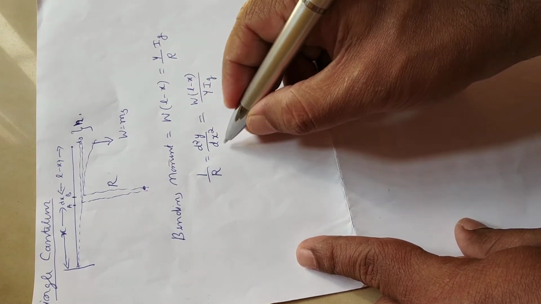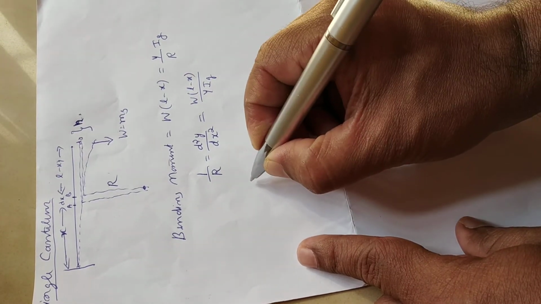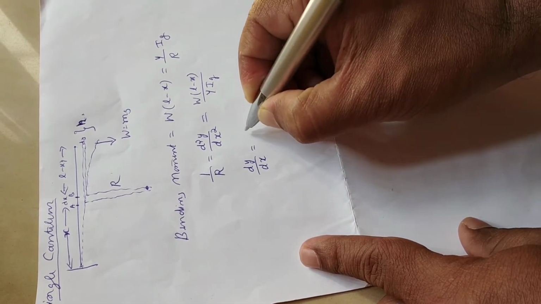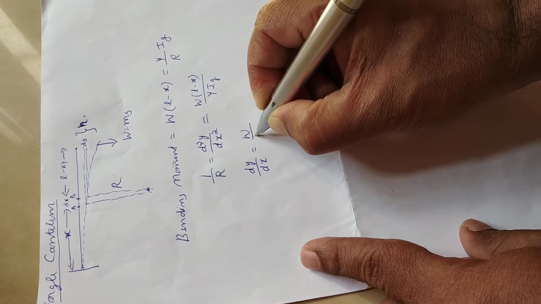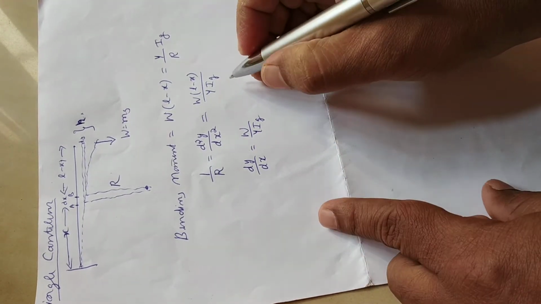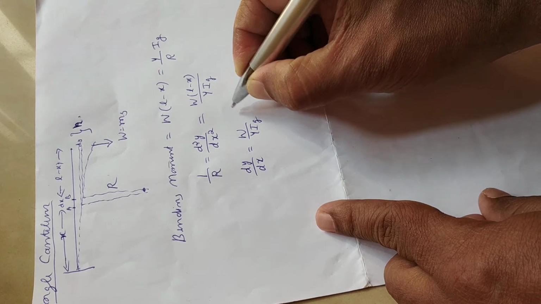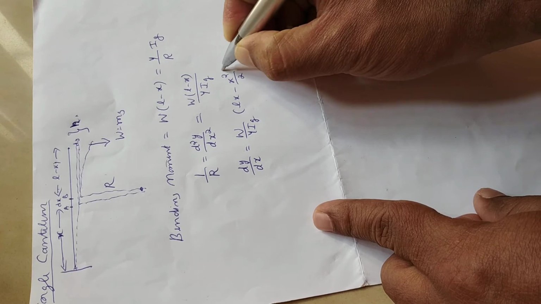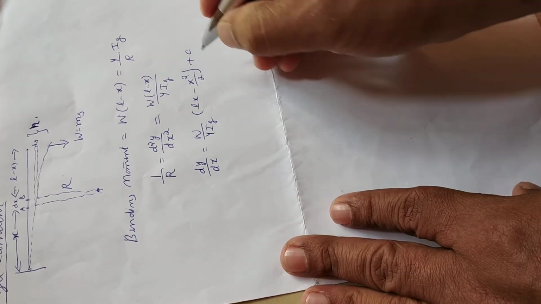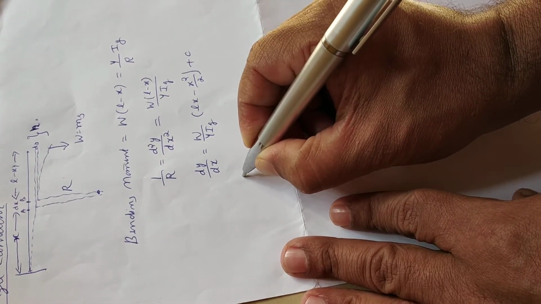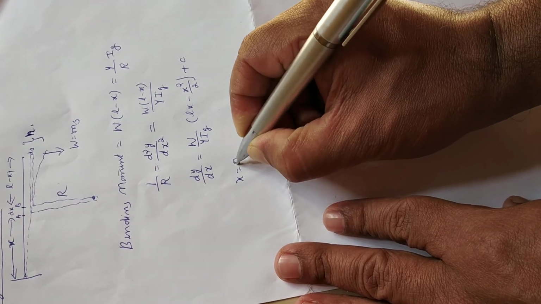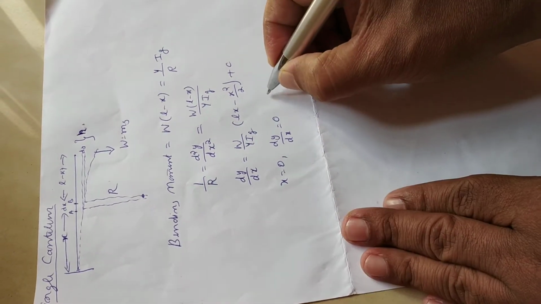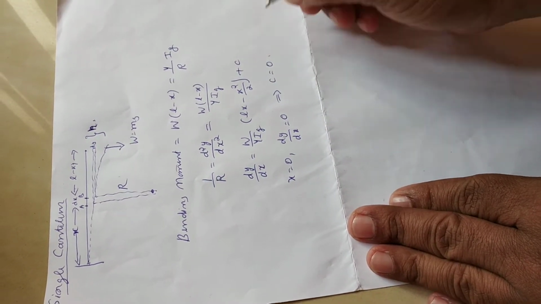Now what I am going to do is integrate this. When I integrate it, I will get dy by dx is equal to W by Y Ig, which is the constant part. If I take (L minus x) and integrate with respect to x, it will become Lx minus x square by 2 plus some constant of integration c. But if you apply the initial condition, that is x is equal to 0 and dy by dx is equal to 0, we get that the constant c is equal to 0.